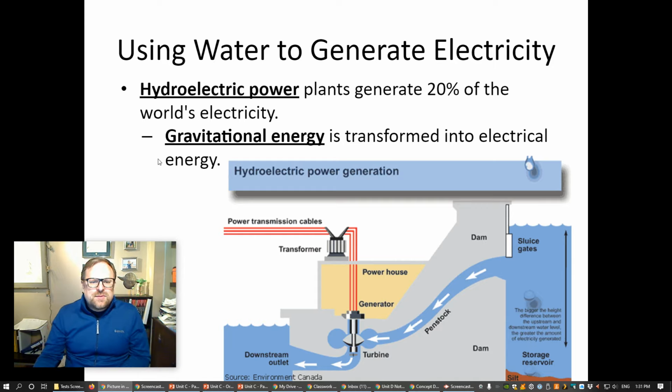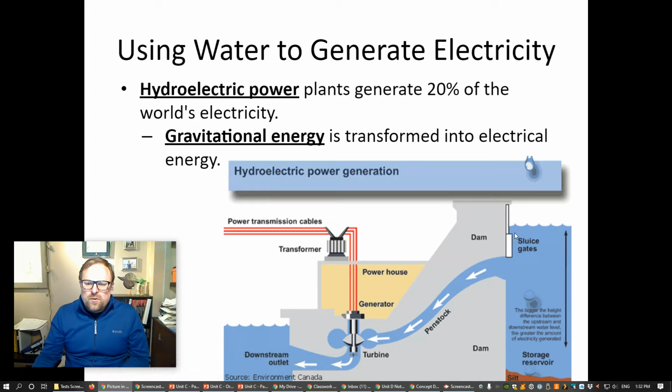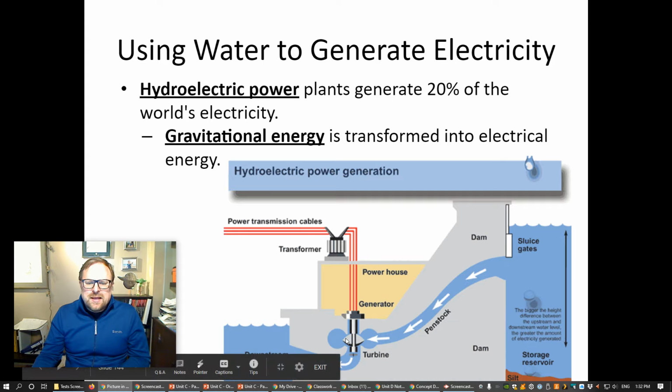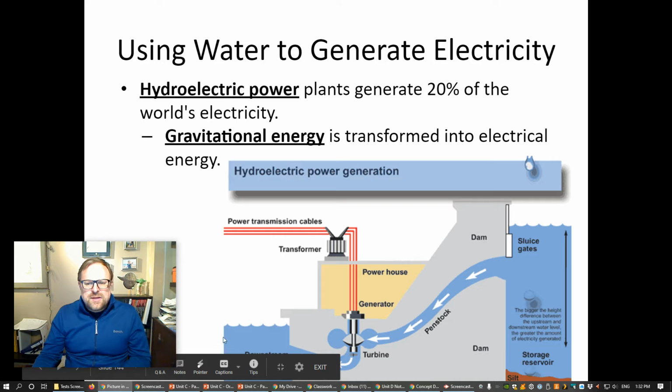And this takes advantage of something we call gravitational energy, or next year we'll call it gravitational potential energy. The water that's high up over here has more potential energy than the water down here. And so if we allow it to flow, it gradually loses potential and gains kinetic energy. Kinetic energy is the energy of motion. That kinetic energy will spin this turbine, which is attached to a generator, which is attached to power transmission lines, and then it runs out.